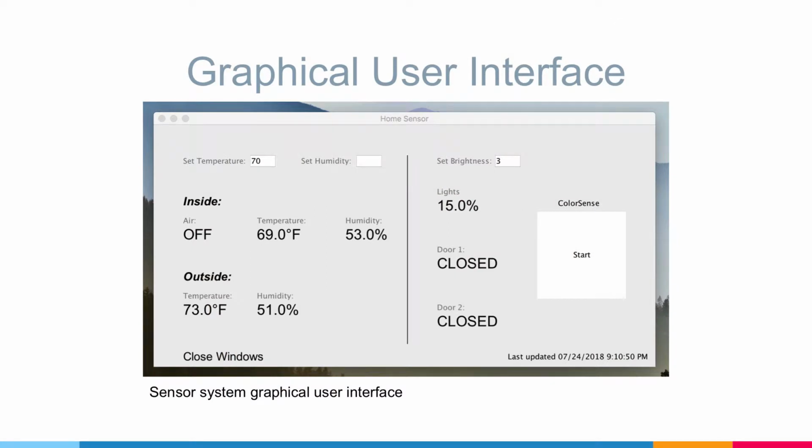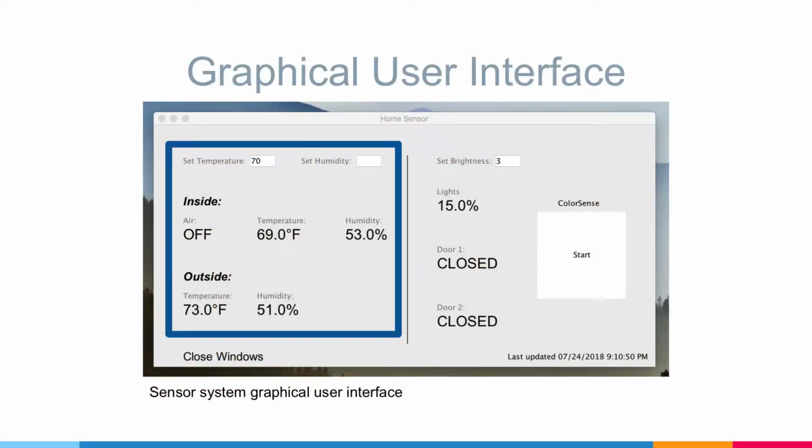So the data from all of these boards comes together in the graphical user interface in which the user is able to customize their system and view the data collected. So first, the user can set a temperature and humidity if they'd like, and the program will then make decisions based on this and the temperature surrounding the house.